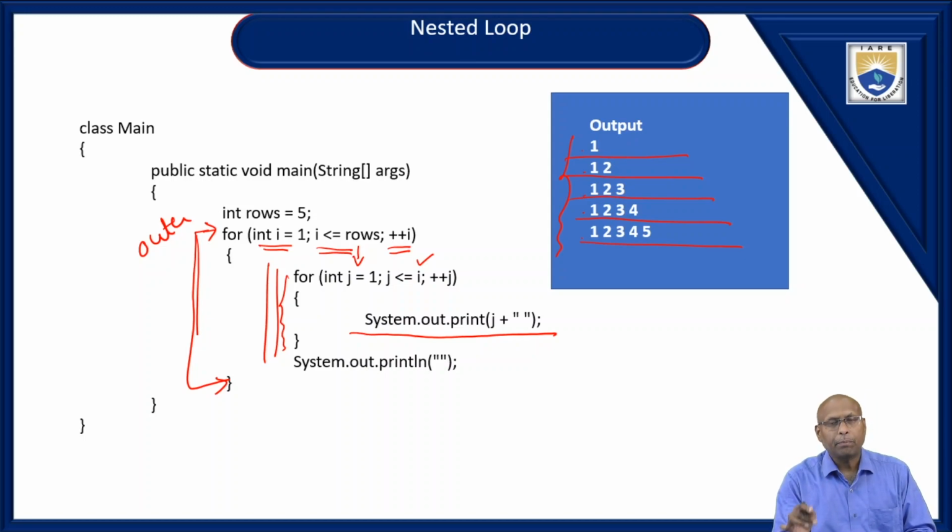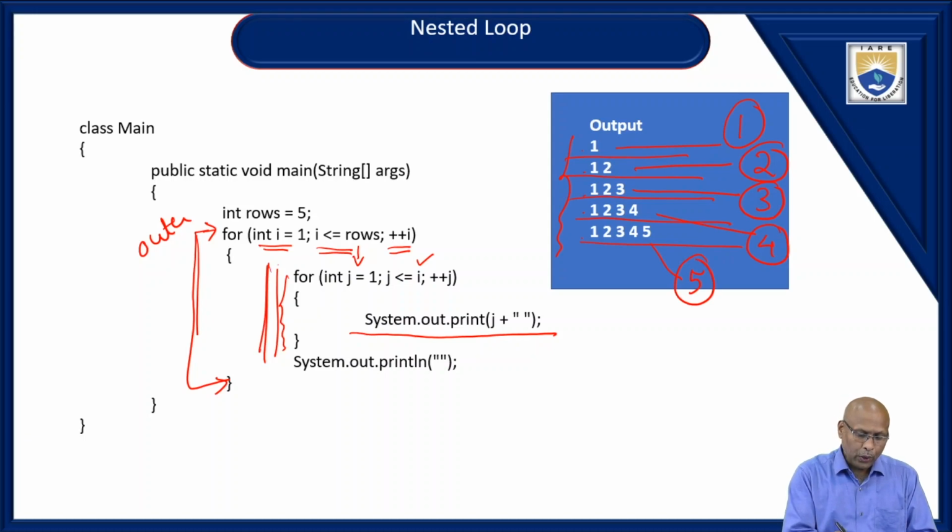My intention is what? Print 1 in the first iteration. In the second iteration, it should print 1, 2. In the third iteration, it has to print 1, 2, 3. In the fourth iteration, 1, 2, 3, 4. In the fifth iteration, 1, 2, 3, 4, 5. That means, depending upon the iteration number, that many times the inner loop has to work.